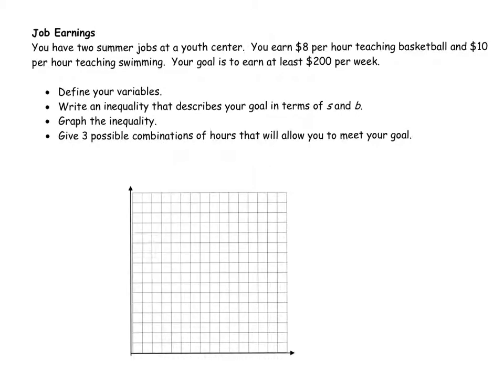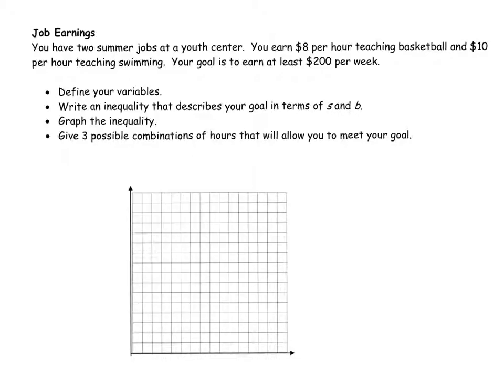All right, the first problem is about job earnings. So you have 2 summer jobs at a youth center and you earn $8 an hour teaching basketball. So write that down, $8 an hour teaching basketball and $10 an hour teaching swimming. Write that down. Your goal is to earn at least $200 a week. So write that information down.